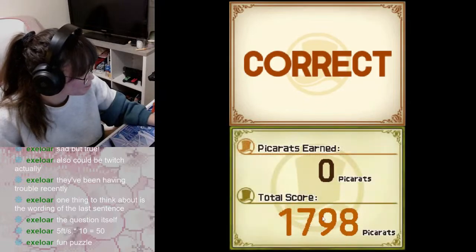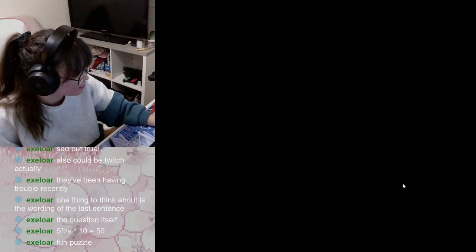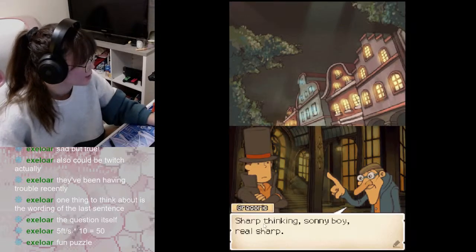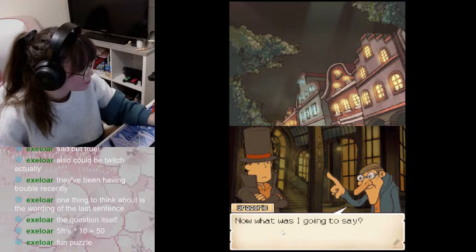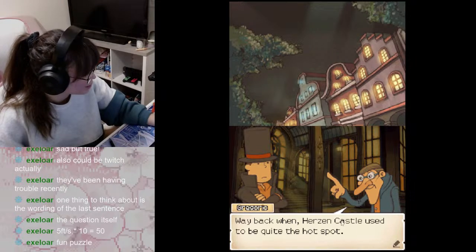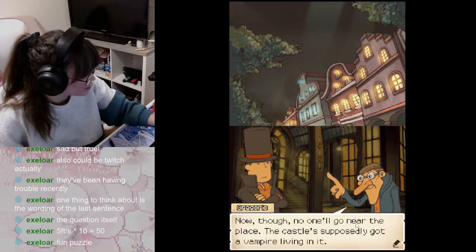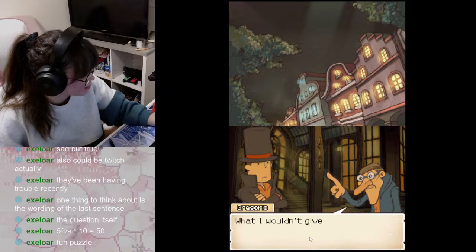A true gentleman leaves no puzzle unsolved. Well done. Thank you. Sharp thinking, sonny boy. Real sharp. And what was I going to say? Oh yes, the Herzen. Way back when, the Herzen Castle used to be quite the hot spot. The rich folks would throw balls there. Now though, no one will go near this place. This castle's supposedly got a vampire living in it. But what I wouldn't give for things to go back to the way they were.